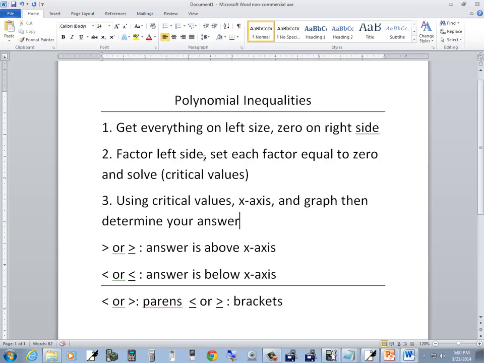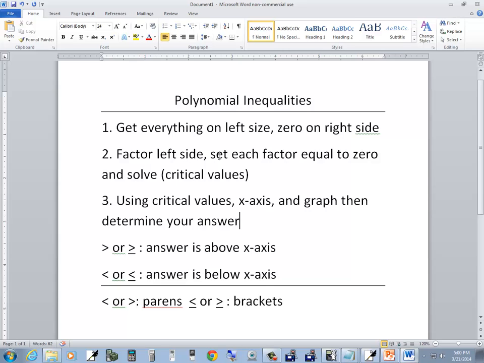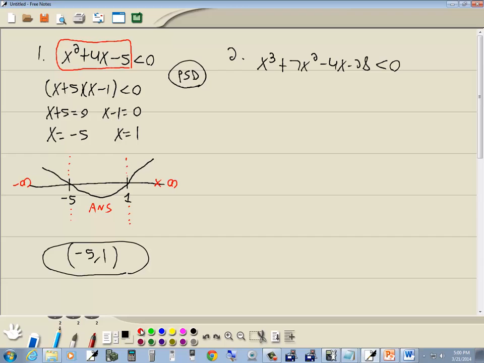And our steps: get everything on the left side, 0 on the right side. That's done. Second step, factor the left side, then set each factor equal to 0 and solve. Well, this is grouping. We've got 4 terms. There's no GCF. So group the first 2 terms together, group the last 2 terms together.